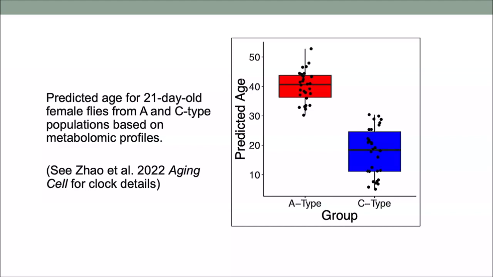Anyway, so we applied that to this data. So when we apply it to the C-type populations, and remember, these samples were taken on day 21, on average, it does predict them to be around day 21. Whereas when we apply it to the A-type population, it predicts them to be 40 days old. So it's kind of an interesting test of this idea that this model or this approach is capturing some true underlying biological reality. And this is something we wanted to explore a little bit more deeply.